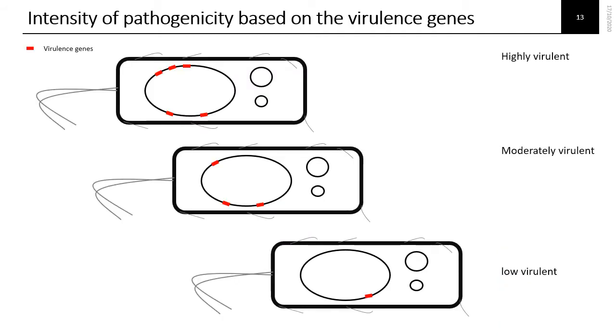The intensity of pathogenicity is based on the quality and quantity of virulence genes. What we do is, once we have a whole genome sequence of a bacteria, we try to identify virulence genes: how many and which virulence genes are present in, or encoded by, a given bacterial isolate. Based on their quality and quantity, this bacteria can be identified as highly virulent. If the virulence genes are present in low number, they can be classified as moderately virulent, and if they have a really low number, they can be classified as low virulent.